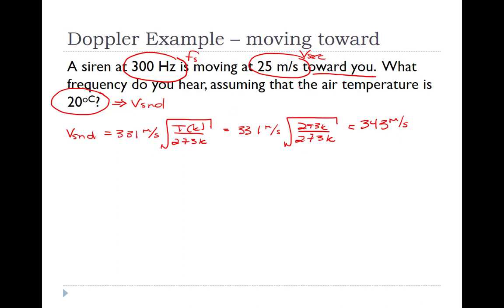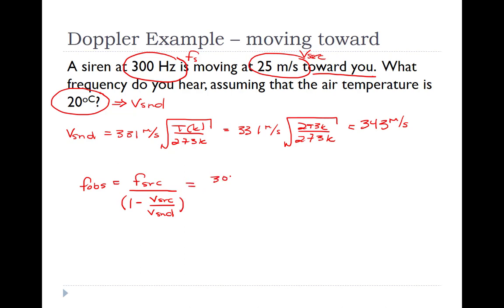Now that I know that, I can figure out the observed frequency using my Doppler formulas. I know that I have a source moving towards me. Therefore, I want to use this formula. The observed frequency is the source frequency divided by 1 minus, it's minus because it's moving toward, speed of the source divided by the speed of sound.